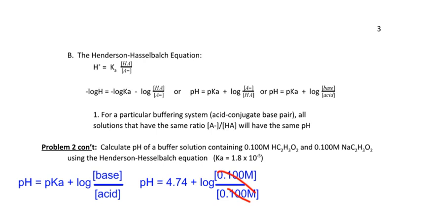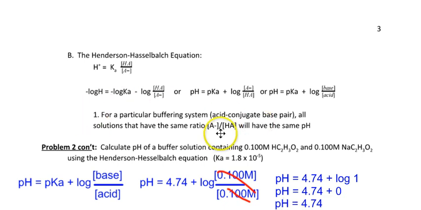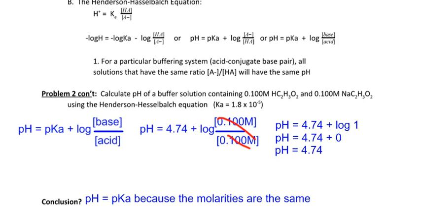So what is the log of 1? Well, go ahead, check this out. What is the log of 1? Hopefully you know that. It is 0. So the pH is equal to the pKa. And that's what this statement right here is saying: if you have the same ratio of your weak acid and your conjugate base, then the pKa will equal the pH. And that's going to be an important theme when we hit section 16.4, by the way. So our conclusion is that the pH and pKa are equal because the molarities of your weak acid and its conjugate base are also equal.